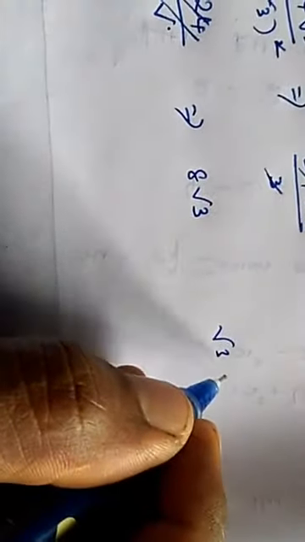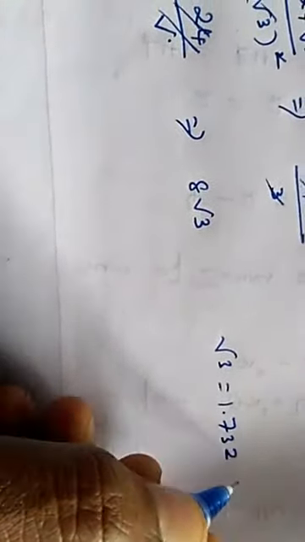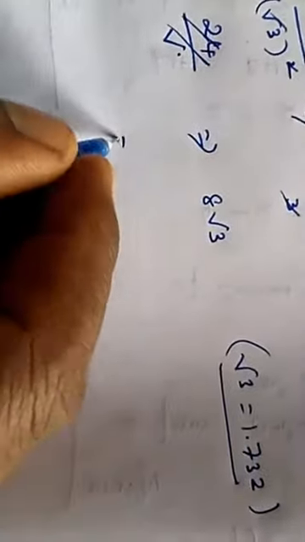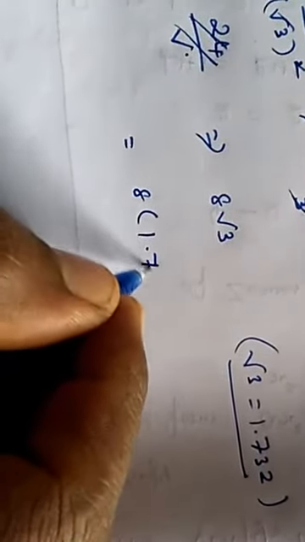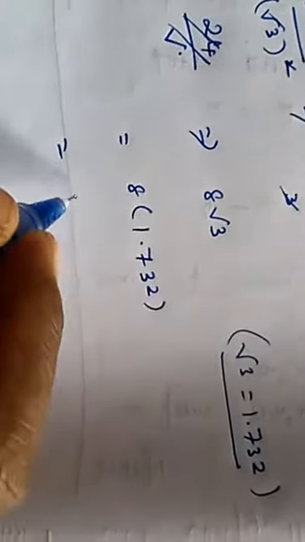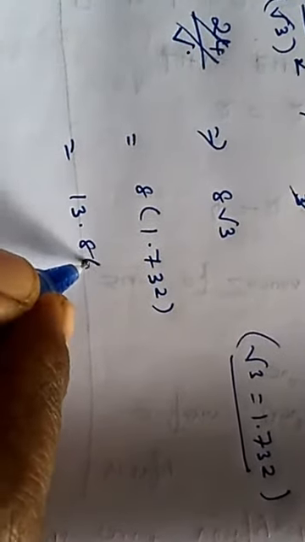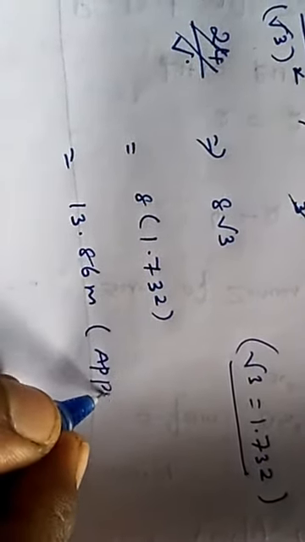So we know root 3 value is approximately 1.732, we can take. If it is given in the question, you have to apply. If not given, no problem. So 8 into 1.732, if you multiply this, you get 13.86 meter. So it is an approximate answer only. Therefore the total height of the tree is approximately 13.86 meter. Hope that you understand this.